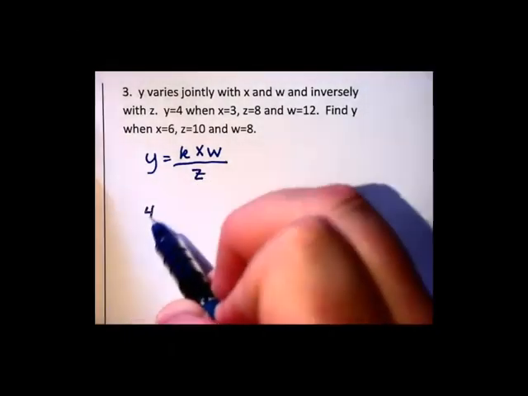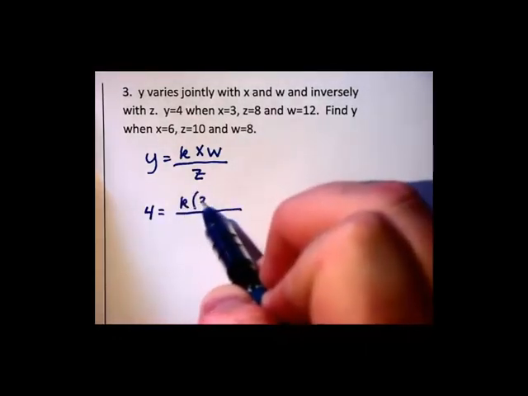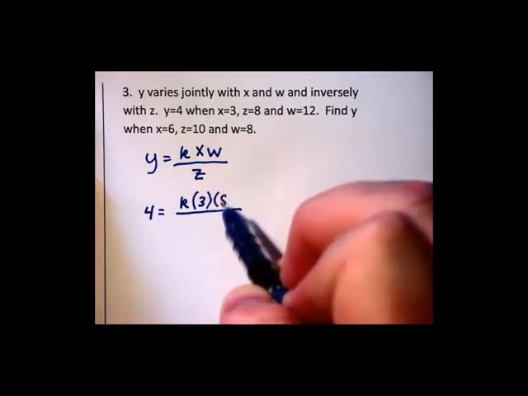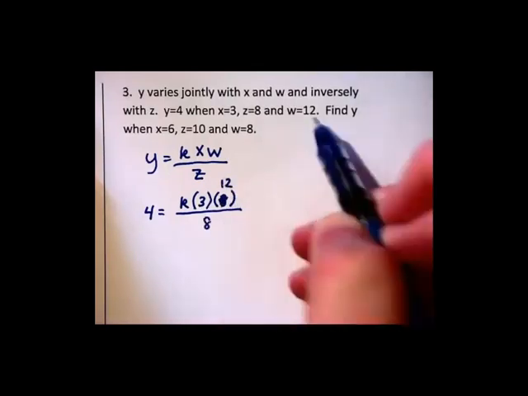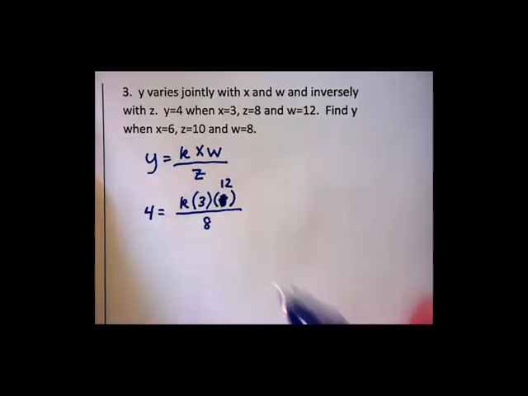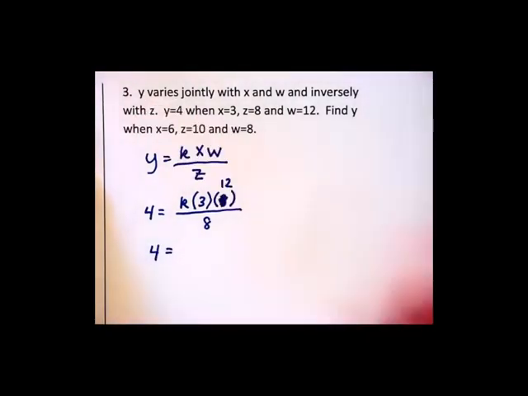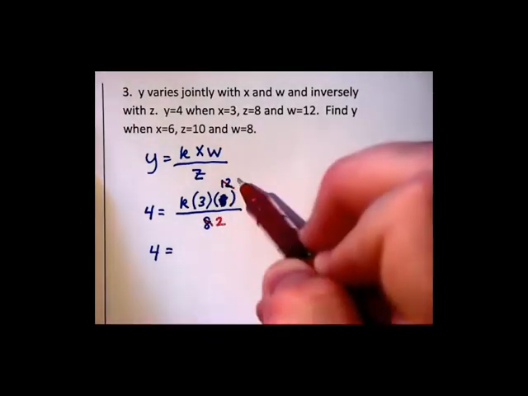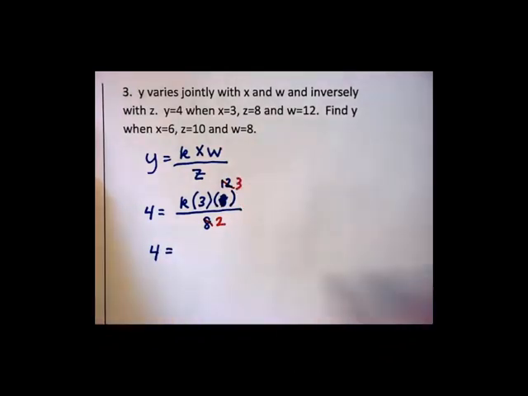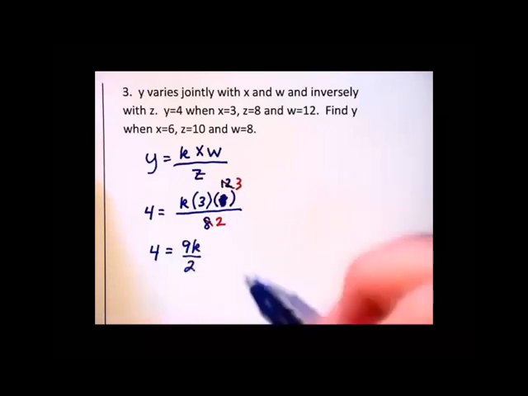Y then is 4 when X is 3, so we have K times 3 times 8 times 12. We reverse the order there when Z is the 8 and W is the 12. Watch carefully for the order. That says Y equals. Now I'm going to reduce the 12 and the 8. Both are divisible by 4, giving me a 2 and a 3. So I have 3 times 3. I have 9k over 2.